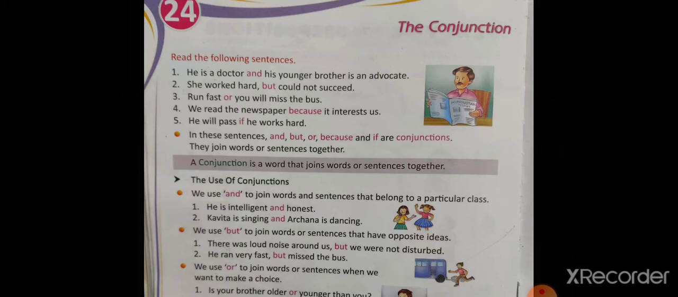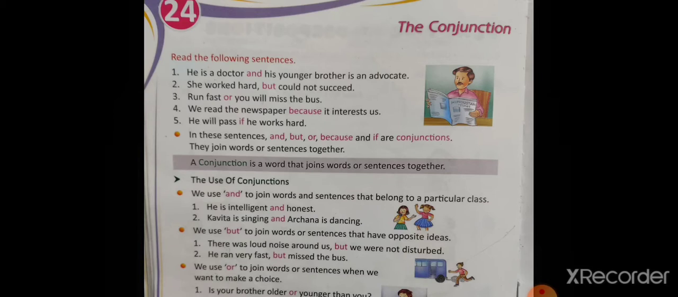And similarly, second one, she worked hard, sentence number 1, she could not succeed, sentence number 2. These two sentences are joined with the word but, which is a conjunction. Similarly, run fast, sentence number 1, you will miss the bus, sentence number 2. These both are connected with one word, which is or. That word is the conjunction.